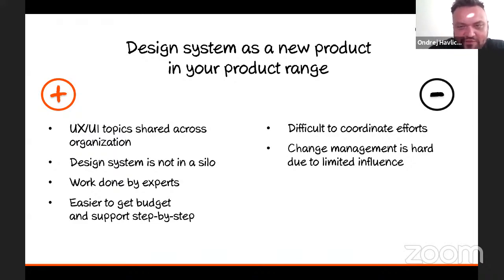On the other hand, there are some downsides, definitely, because it's a big change management project. It's sometimes difficult to coordinate efforts, and it's demanding to change the behaviors and sometimes even impossible to change the attitudes of people involved who are basically outside your area of influence. So it's not easy, but I think it's worth it. So this is the story about the Quadient Design System.